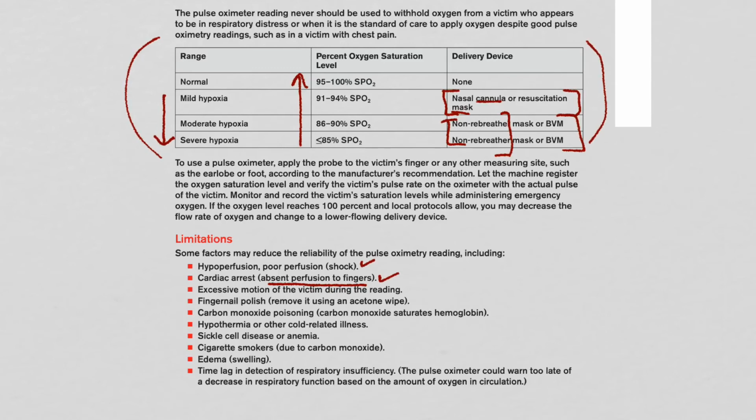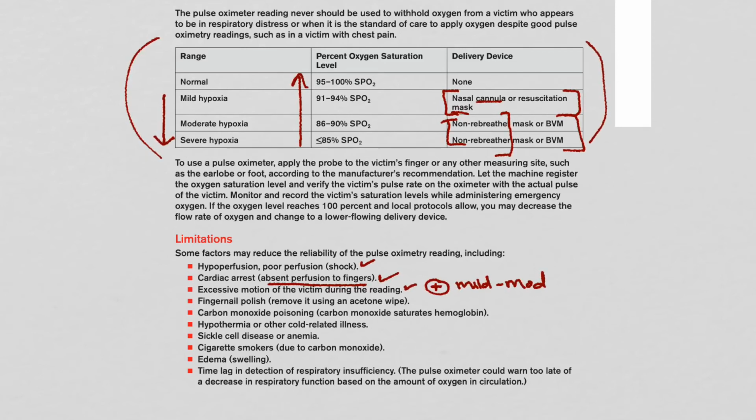Excessive motion during the reading. This happens to my son all the time. If he keeps moving, the finger loses contact, and so what you'll see a lot of times is a false positive reading, if that makes sense. So he'll look like he's either in mild or moderate hypoxia. And so I always have to remind the physician, hey, this is a child, retake it, hold his finger while you're doing it.